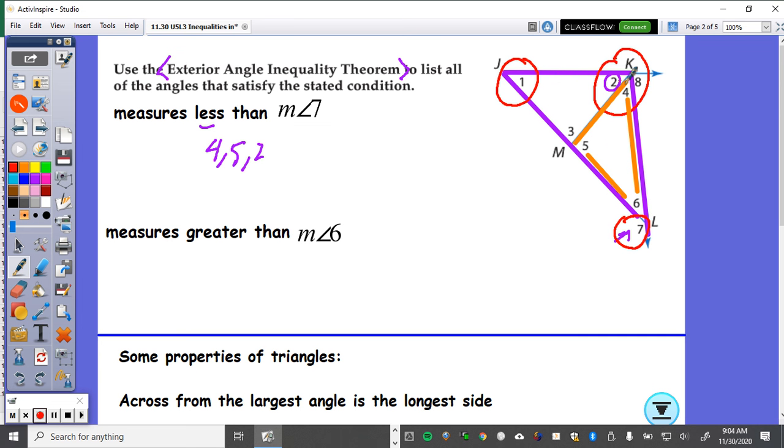Then we look at the larger triangle. We add in angle 2 here and angle 1. Does that make sense?